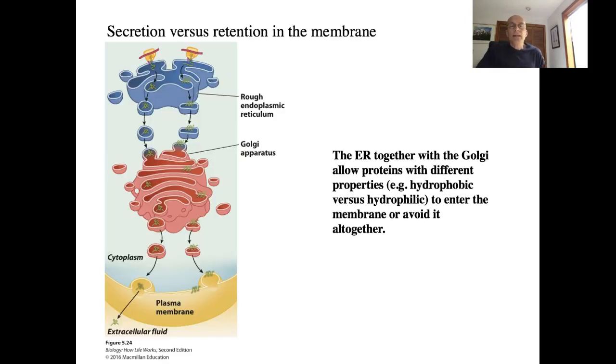Okay, so let's quickly look at secretion versus retention in the membrane. So we talked about membrane proteins, and we said that they're integral membrane proteins. They have to get into the membrane. And we also said that it was kind of hard for these proteins to get into the membranes. If they're particularly hydrophobic, then it's difficult to get through the hydrophilic head. If they're hydrophilic, then it's difficult to get through the hydrophobic tail part of those phospholipids that make up the membrane. So how do they get in there? How do they get stuck through the membrane?